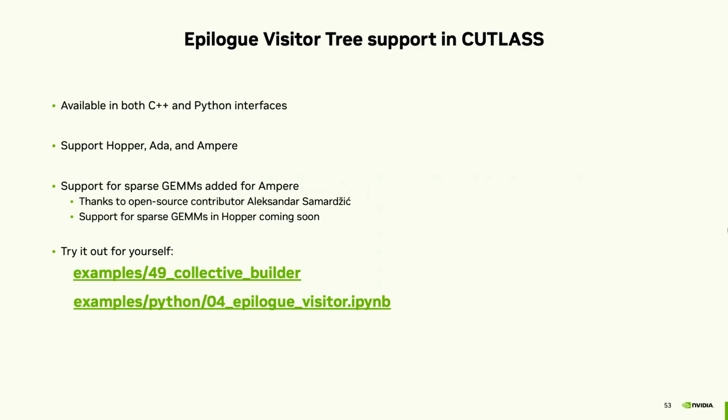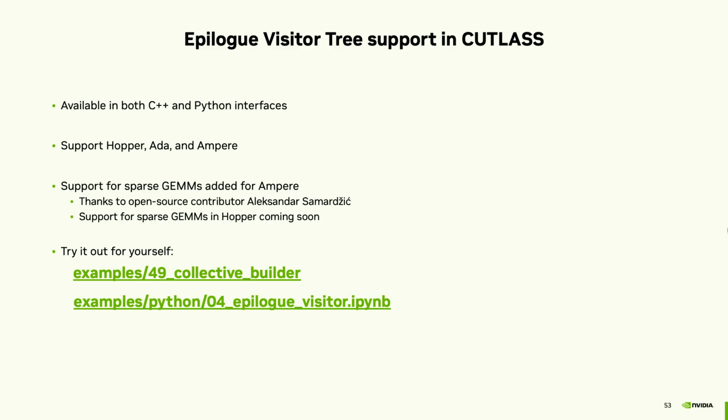So EVT is currently available in both the C++ and Python interfaces to CUTLASS, with support for Hopper, Ada, and Ampere architectures. Support for sparse GEMMs with EVT was added for Hopper thanks to a contribution from Alexander in open source, and we plan to add support for EVT on Hopper sparse GEMMs in the near future. We encourage you to try it out for yourself via the following two examples and hope that it will enable you to experiment with custom epilogue fusion atop your CUTLASS kernels. And I'll next hand it back off to Vijay for an additional part.